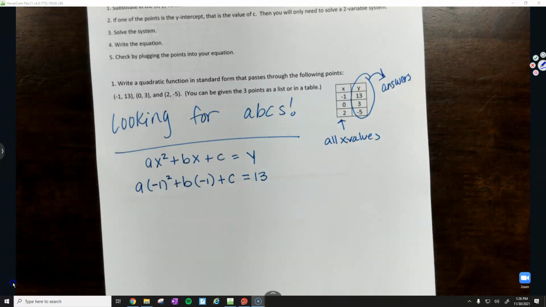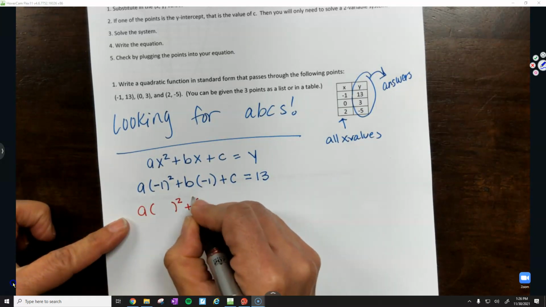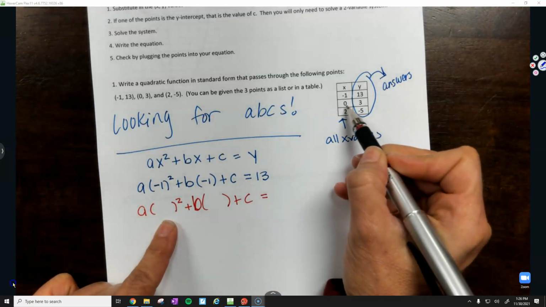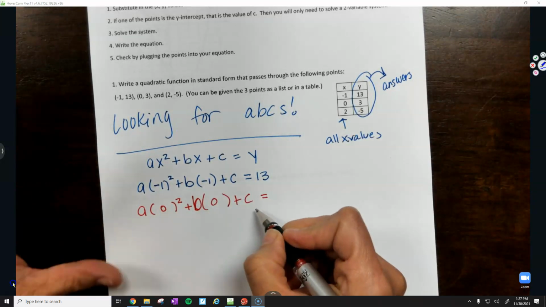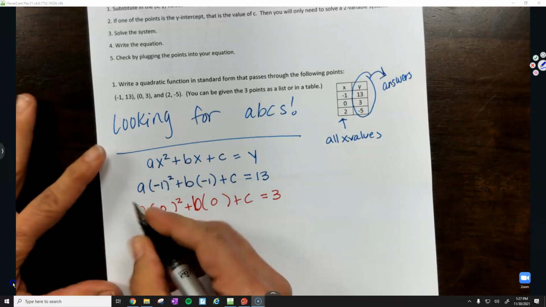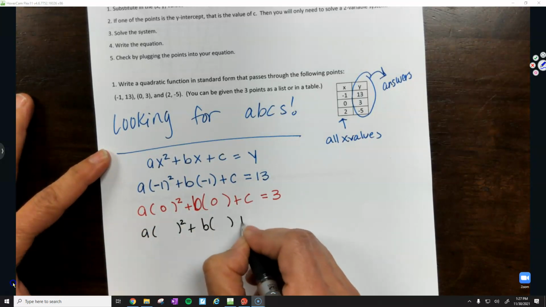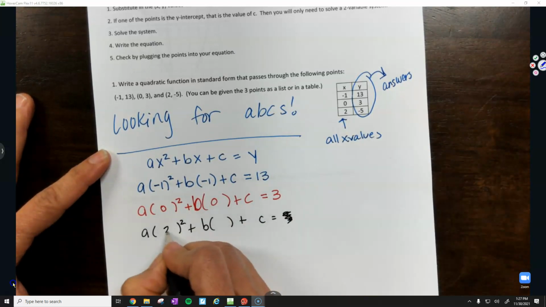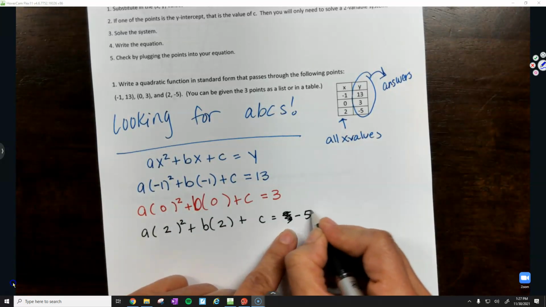That's equation number 1. Equation number 2 is going to look kind of the same. We're just going to go to the next row. So now I'm going to put a 0 in here, 0 in next for the letter b. Remember, c doesn't get anything, but this time the answer is a 3. Now we're going to do it one more time with that last ordered pair that was given to us, which is going to be a 2. So it's 2 squared, a regular 2, but remember it's going to equal a -5.